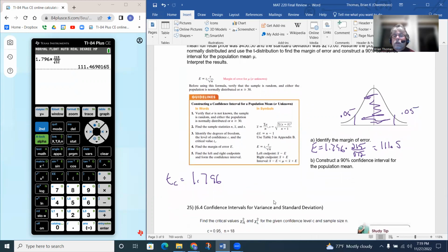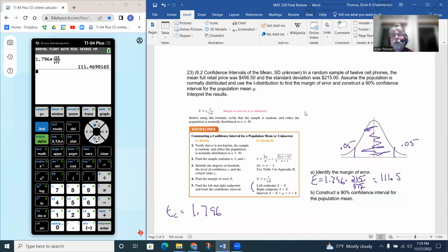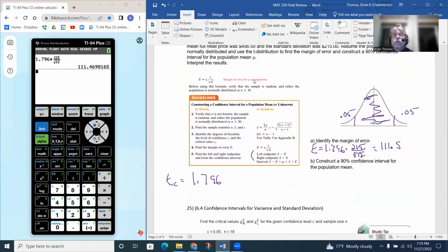So now to construct a 95% confidence interval for the population mean, we can use this right here. We have x bar minus E for the left endpoint and x bar plus E for the right endpoint. So to get the left endpoint, our sample mean was, so the full retail house was this 456.50.